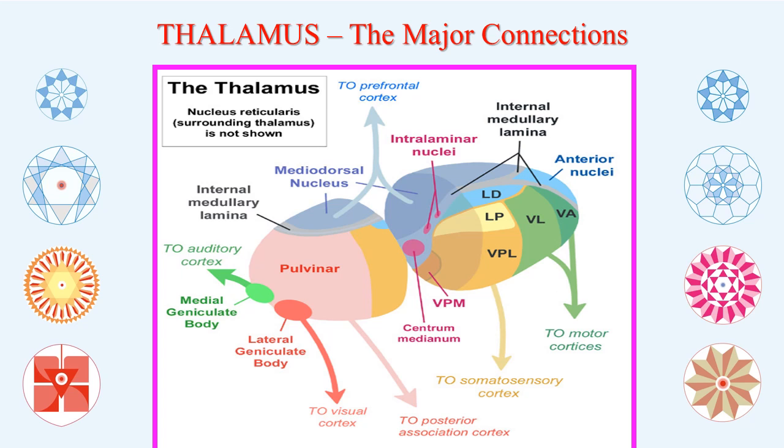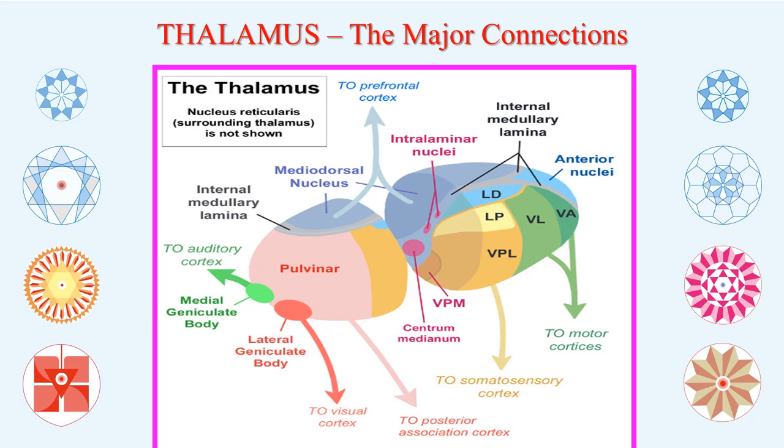Then the pulvinar goes to the posterior association areas. The information which comes from the body and other things is finally carried to associated areas, because in the brain you have primary areas, secondary areas, as well as associated areas. Vision has a primary as well as secondary. Even auditory has a primary and secondary. Then you have associated areas, and right on top you can see the mediodorsal nucleus.